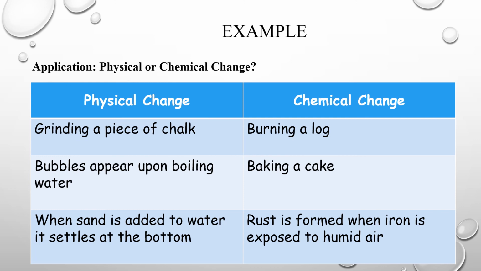On the other hand, we have the chemical changes, which are burning a log. It's a chemical change since the log will give ashes, which is a new substance. Baking a cake, since all the ingredients will change into a new cake, so there's formation of a new substance. Rust is formed when iron is exposed to humid air, so iron will give rust, which is a new substance.